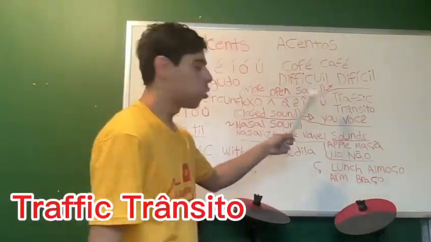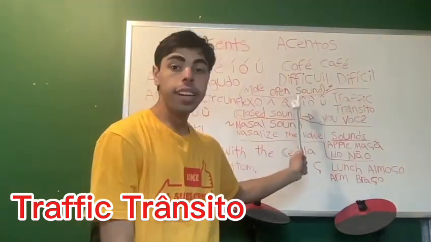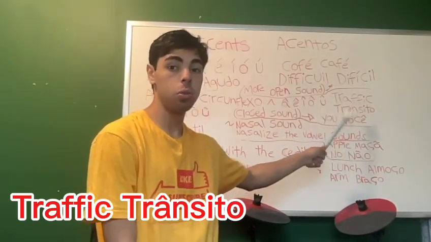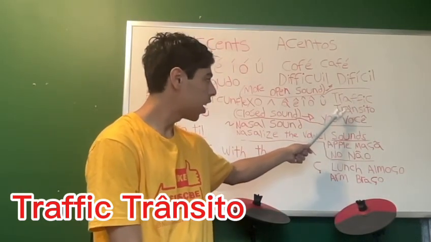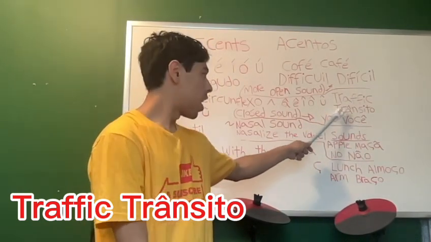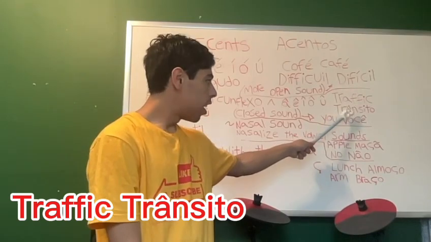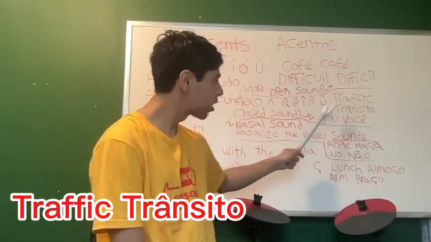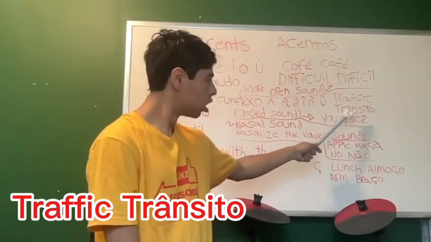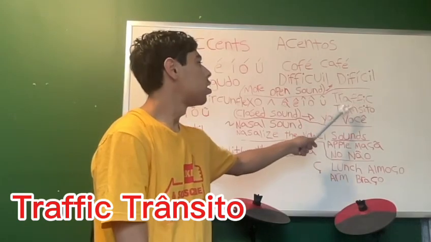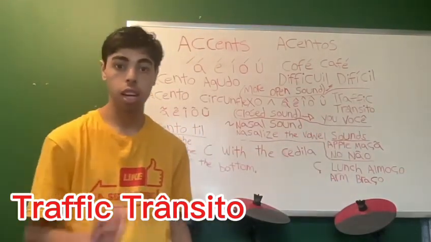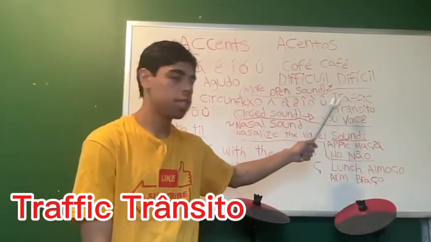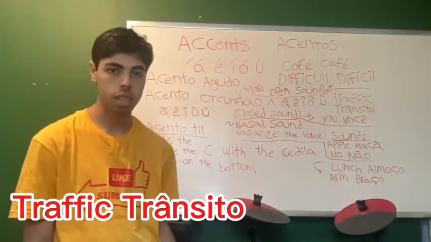Some examples here. Traffic in Brazilian Portuguese: Trânsito. T-R-A. And remember that this A right here has an accent. There's an accent on top of this A. N-S-I-T-O. Trânsito. So you're pronouncing it more like a closed vowel sound right there. That's how you would say traffic in Brazilian Portuguese.